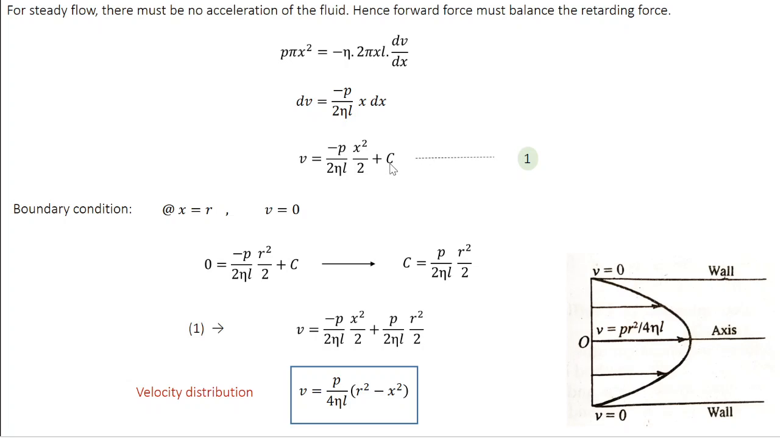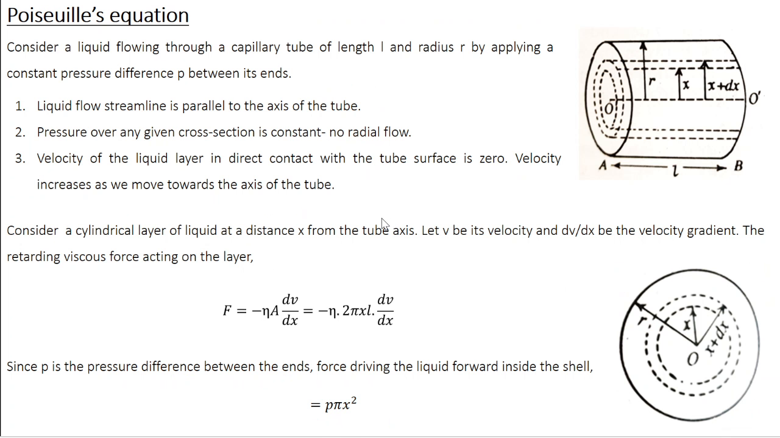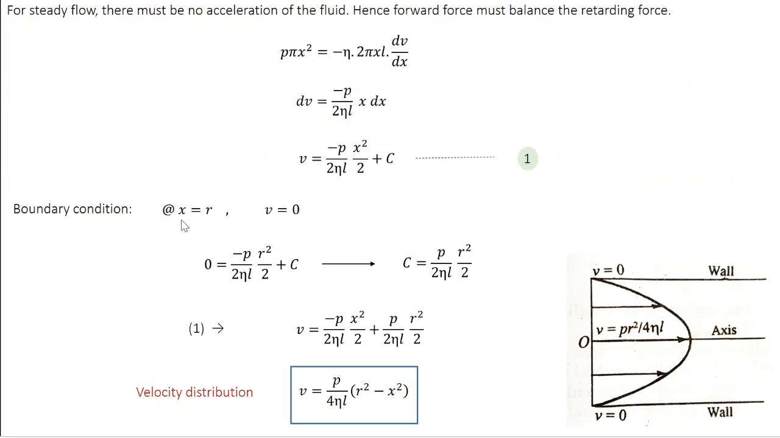We need to find the value of this constant. As I have said in the previous classes, the value of an unknown constant during integration can be found using appropriate initial conditions or boundary conditions. Since we are talking about equations with respect to dimensions, we need to use the boundary condition. And what's the boundary? The boundary is the wall of the tube, which is at a distance r from the axis, right? So when x equal to r, we know that the layer in direct contact with the tube wall is stationary. Its velocity is 0. So the boundary condition is: at x equal to r, v equal to 0.